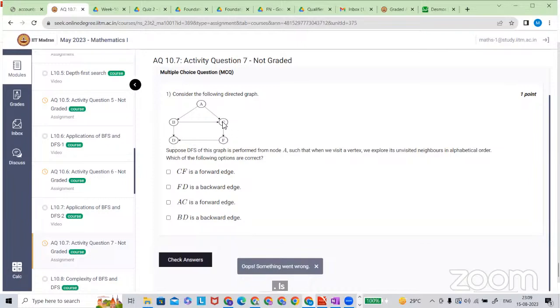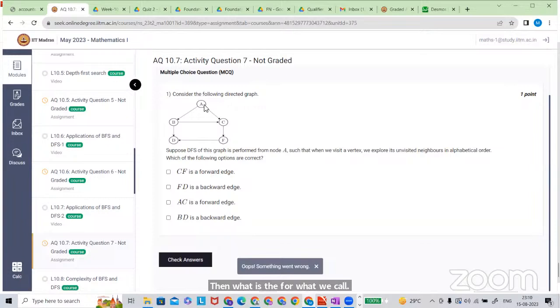CF is actually lying as a tree edge, no? CF is becoming a tree edge. Okay, we call it a tree edge, no? Yes, but we don't want that. Backward is actually not a tree edge. Then what do we call, sir, a forward edge?